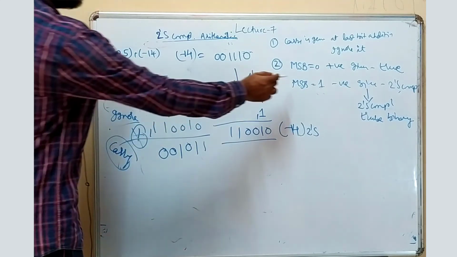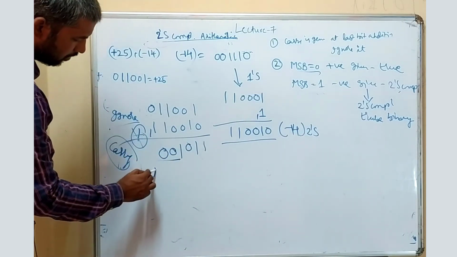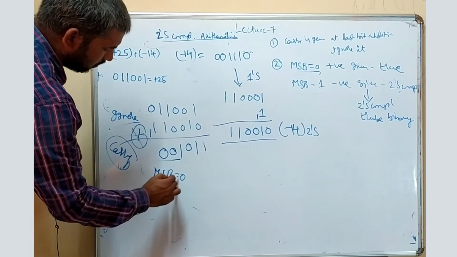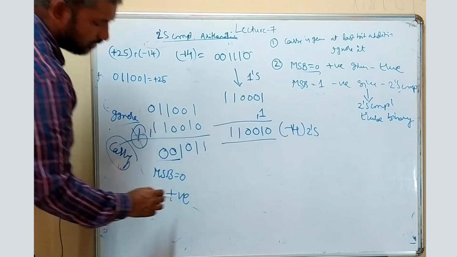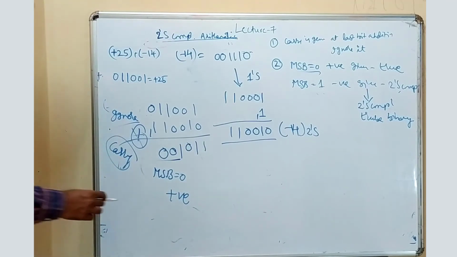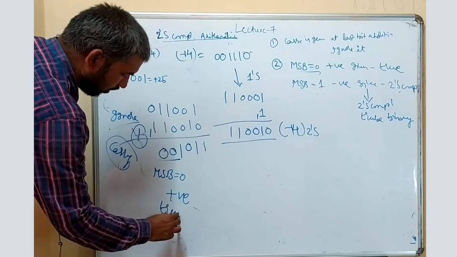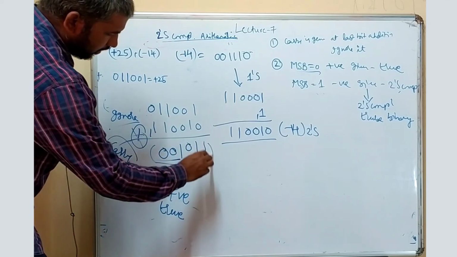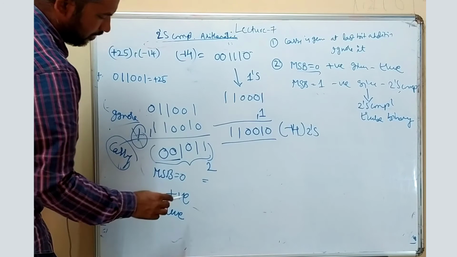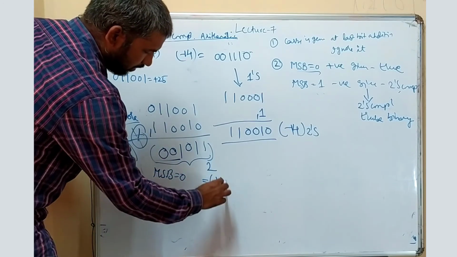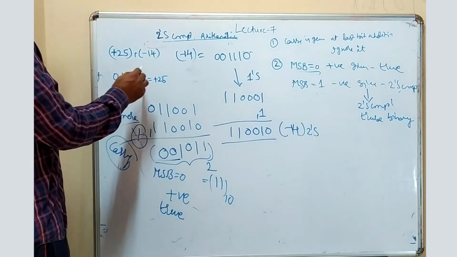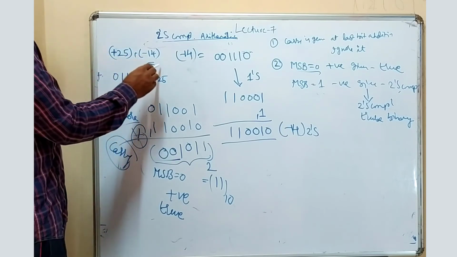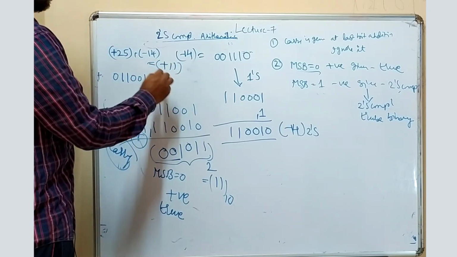Then if you go to rule number 2, you have to check the MSB. The MSB is 0. That means the given result is in the positive form, and also in the true binary form. You don't need to convert back. True binary form means if you take this entire value in binary form, this will be equivalent to 1011, which is 11 in the decimal. So plus 25 minus 14 will be plus 11 in the decimal system.